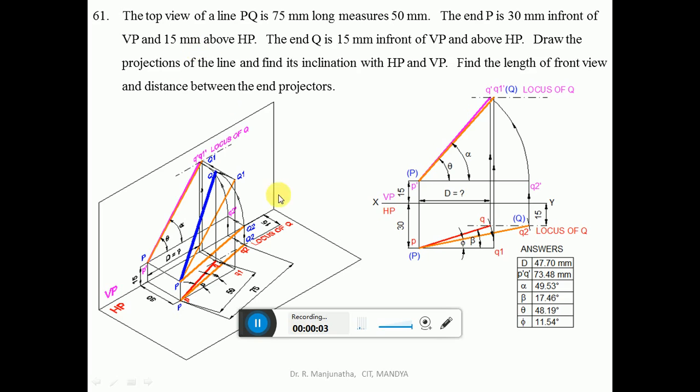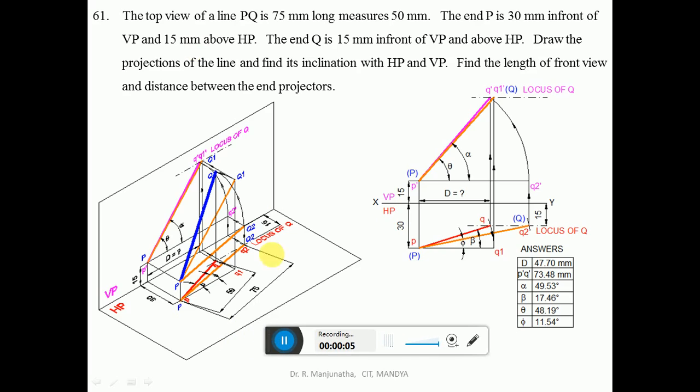Now, the top view of a line PQ is 75 mm long, measures 50 mm. The end P is 30 mm in front of VP and 15 mm above HP. The end Q is 15 mm in front of VP and above HP. Draw the projections of the line and find its inclination with HP and VP. Find the length of the front view and distance between the end projectors.